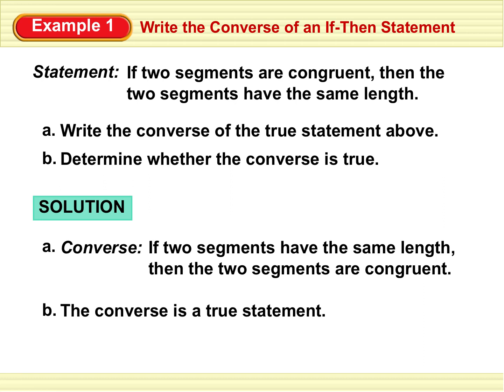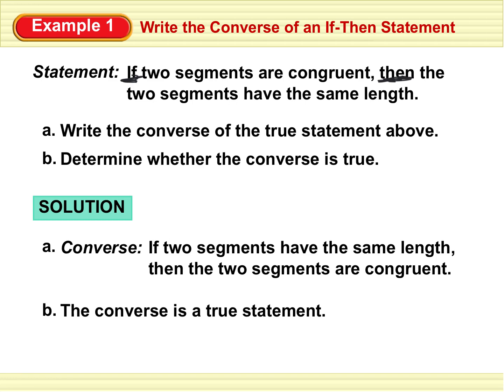So the first statement, if two segments are congruent, then the two segments have the same length. So the converse of that would be what? If the two segments have the same length, then two segments are congruent. So you're just flip-flopping the if and the then, okay?